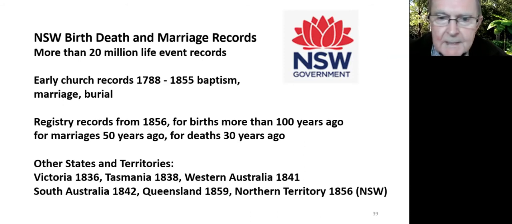Now, this later on, as you'll see down the bottom of the screen, became a state responsibility. In Victoria, they started in 1836, Tasmania 1838, Western Australia started in 1841, South Australia 1842, Queensland 1853, and Northern Territory was recorded from 1856, but they were within the New South Wales registry.